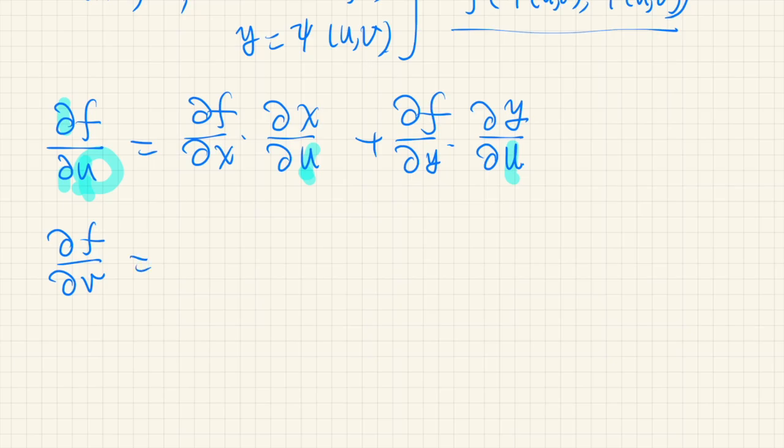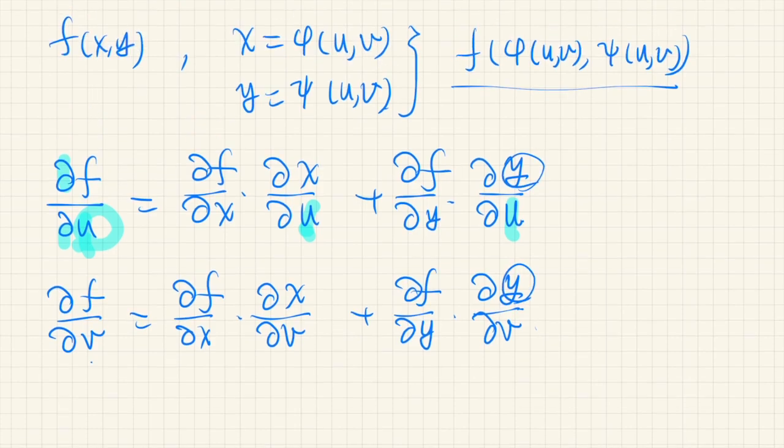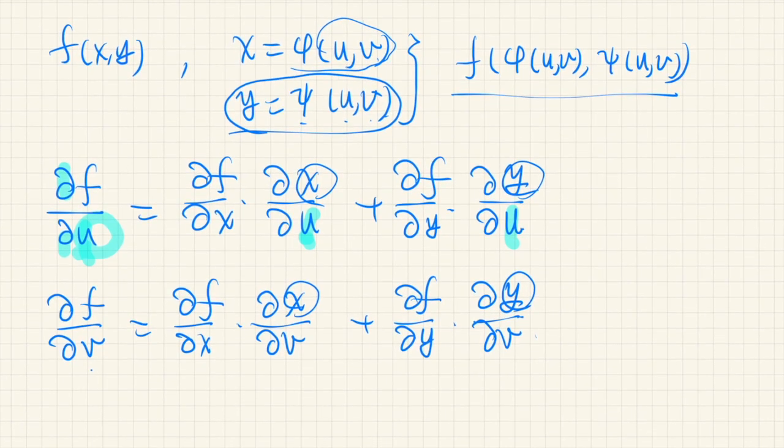And the same applies to the partial derivative with respect to v, and that is this. And f_y dy/dv. Of course, this y is a function psi of u and v, and this x is the function phi of u and v. Okay, I will just omit the proof of this because it's quite easy. Just go back to the definition of partial derivatives.